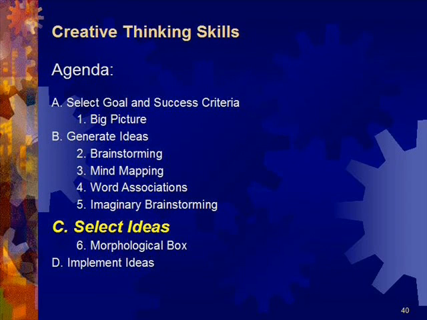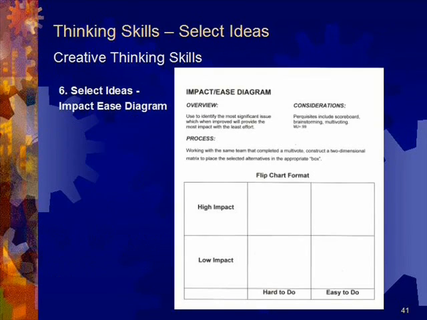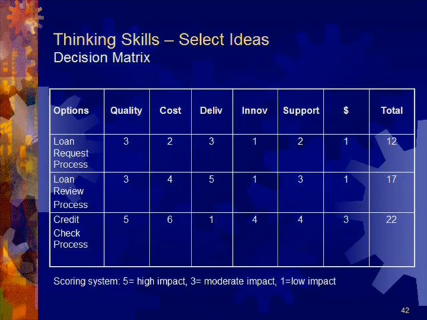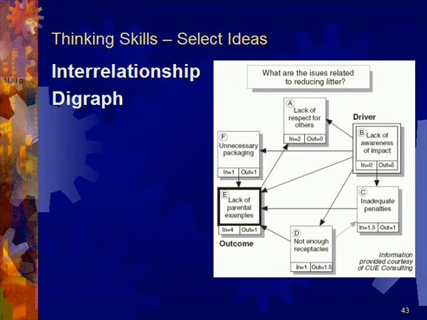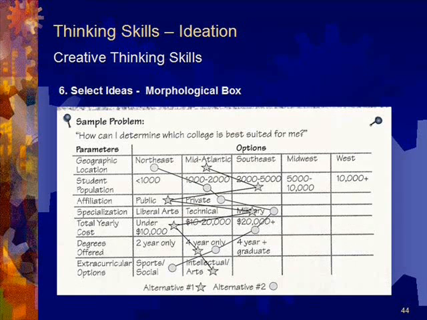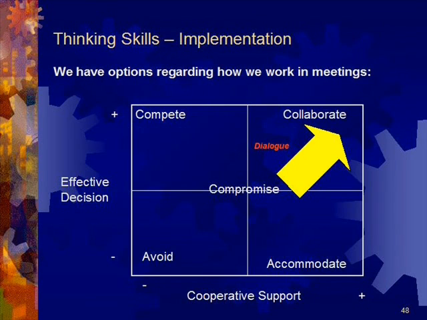So let me finish by just summarizing, selecting ideas, and then finally implementing them. I can use an impact-ease diagram. This is a fundamental tool. I can also use a little more detail around values of ideas with a decision matrix. Here I'm using an interrelationship digraph. Or finally, a morphological box, which is explained in detail in the Creativity Tools Memory Jogger.